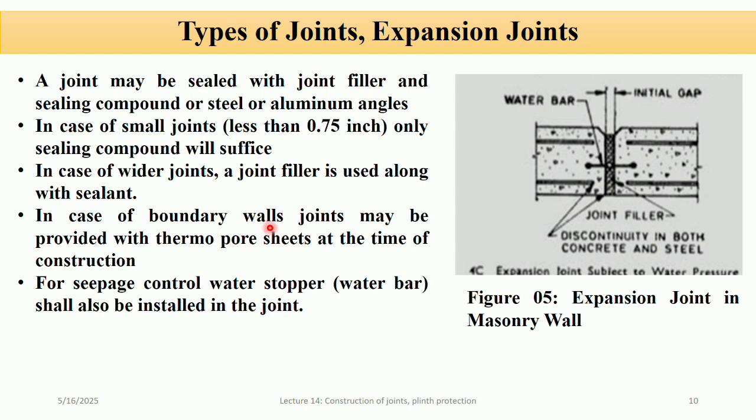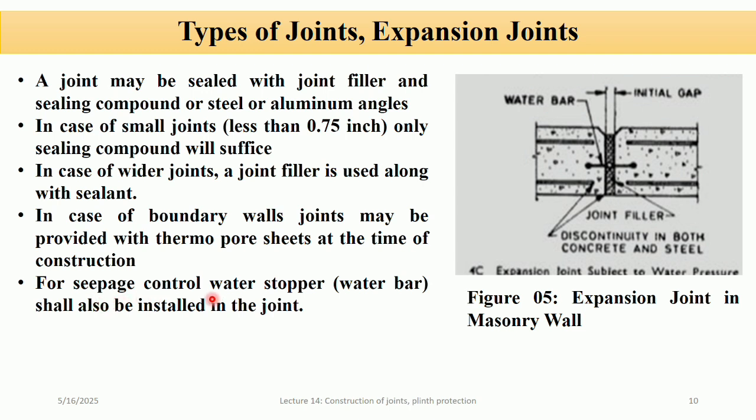In the case of boundary wall joints, during construction, thermocol sheets, lightweight compressible insulation boards, may be placed in the joint gaps. Thermocol acts as a temporary filler, allows for expansion, and can later be sealed with a sealant or cover for weather protection.